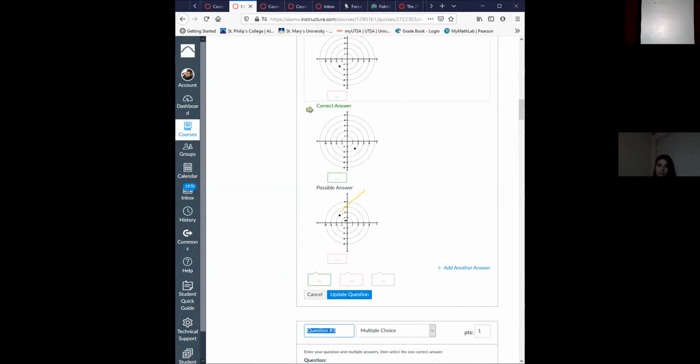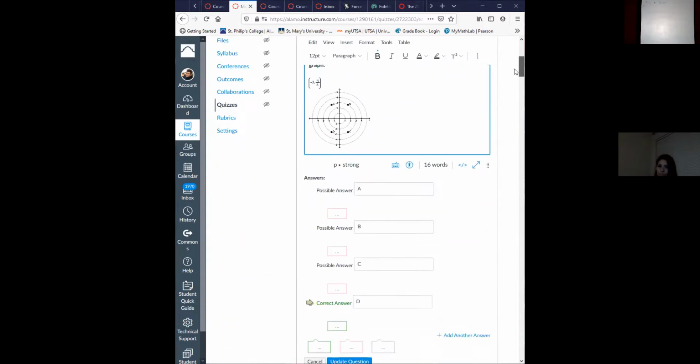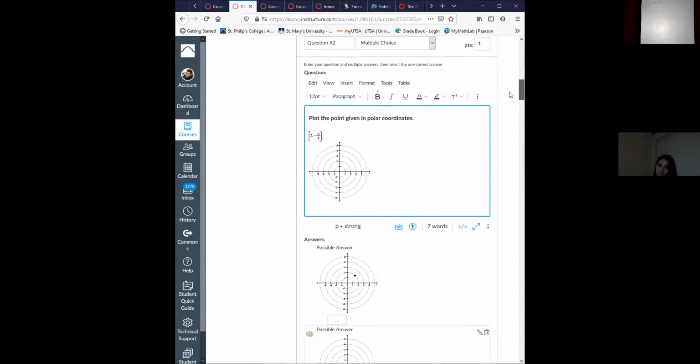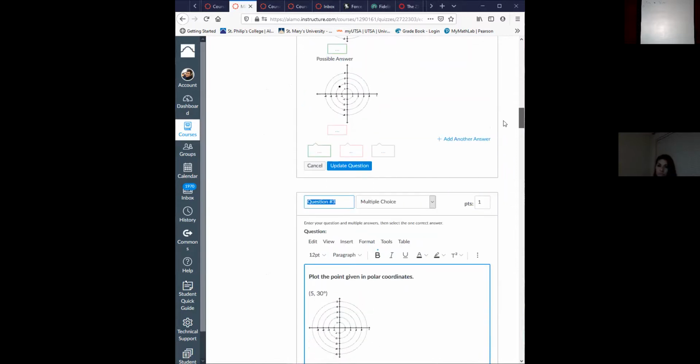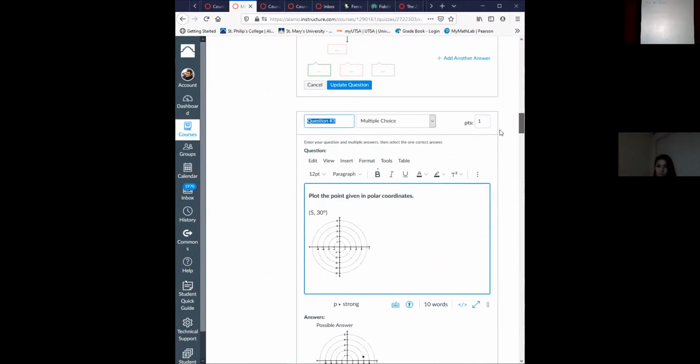Is there any question on those first two problems there? You guys comfortable with graphing in polar? Okay, then. Now I'll move on to something else.